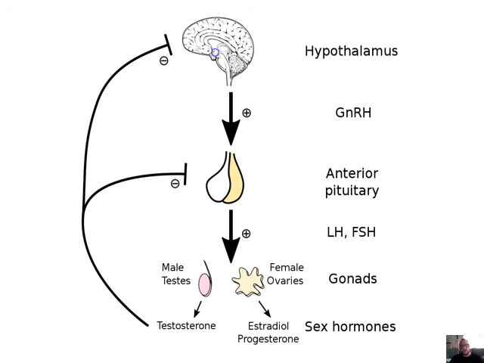Remember that these are the gonads. The male testicles and the female ovaries will then produce specific hormones. These sex hormones are known as testosterone, estradiol or estrogen, and progesterone. This testosterone, estrogen, and progesterone actually inhibit the anterior pituitary as well as the hypothalamus.